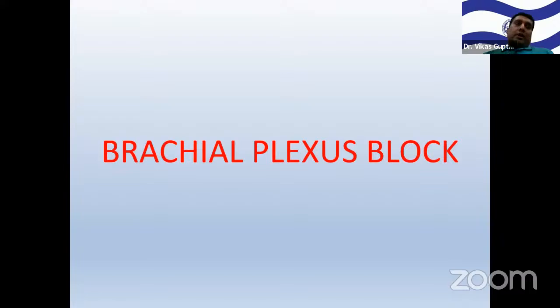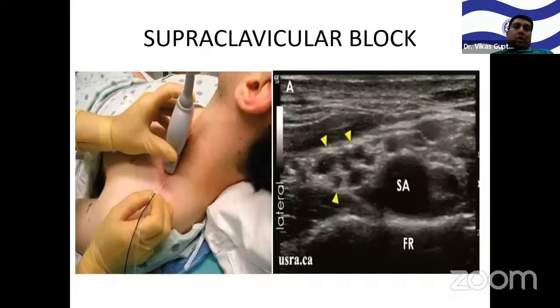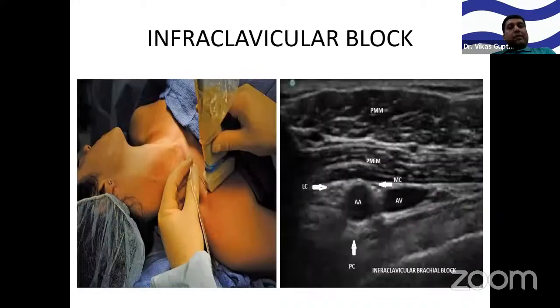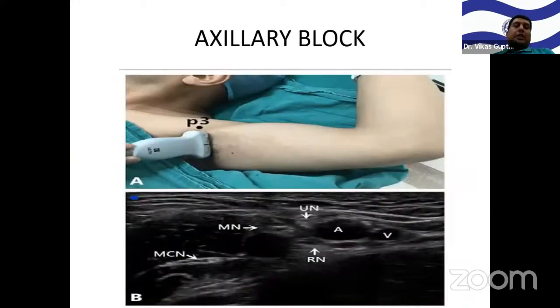What we are doing routinely now is giving brachial plexus blocks for upper limb surgeries: supraclavicular block, interscalene block, infraclavicular block, or axillary block. We all are giving these blocks for upper limb surgeries, but I will not discuss these blocks because these are day-to-day practice.